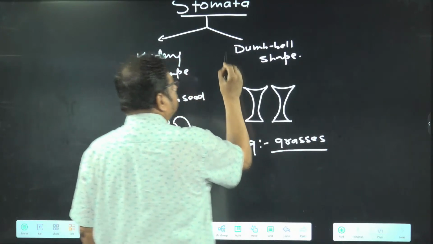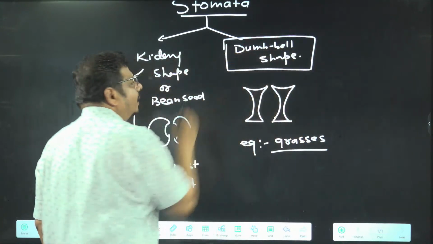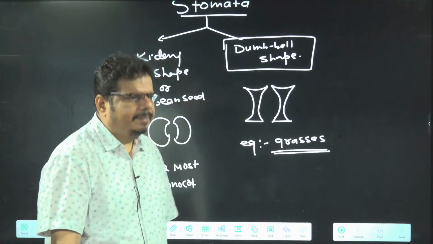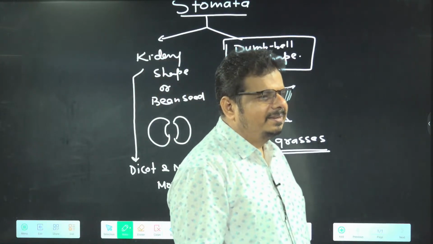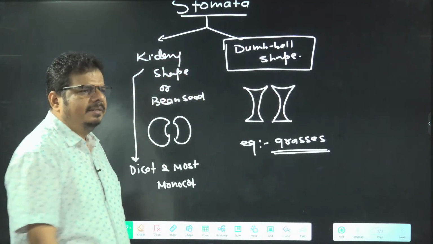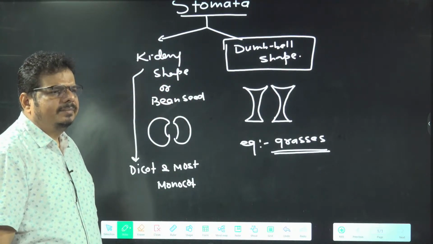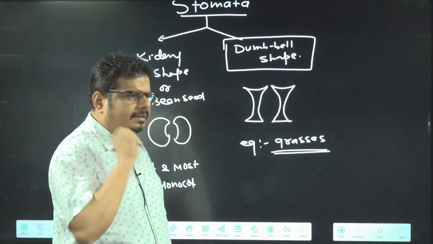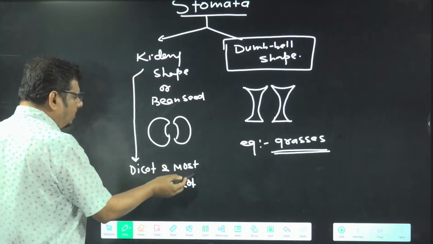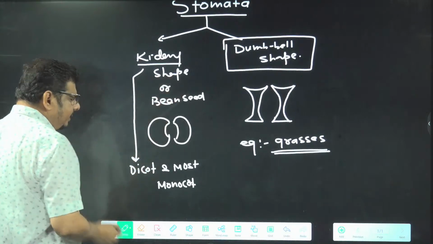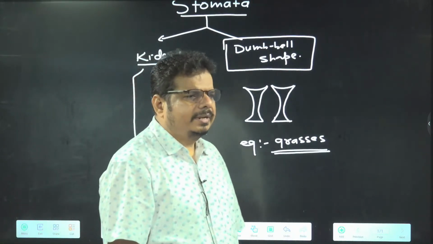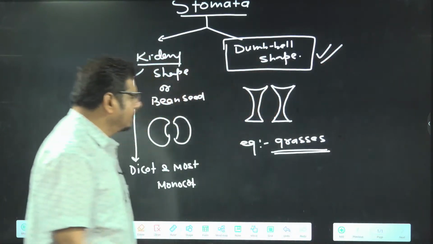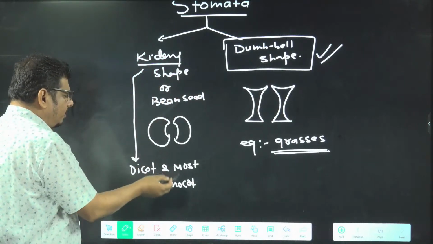And this question, that dumbbell shape stomata is found in grasses, came many times in the NEET exam. It's a very easy statement but important. Dumbbell shape stomata are present in grasses, and not all monocots. Keep in your mind, grasses. In most of the monocots, kidney shape is there. So this is about the shape of the stomata. Dumbbell shape, grasses; kidney shape or bean shape, dicot and most monocot.